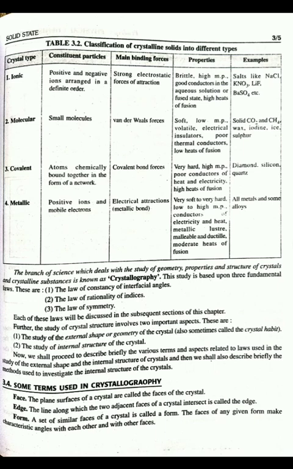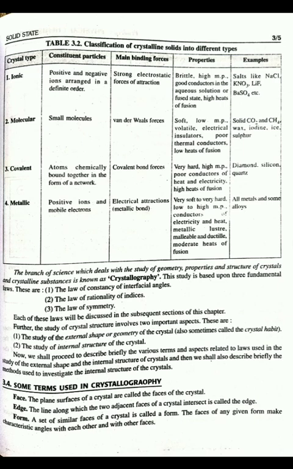Second, molecular crystal. Constituent particles: small molecules. Main binding forces: van der Waals forces. Properties: soft, low melting point, volatile, electrical insulators, poor thermal conductors, low heats of fusion. Examples: solid CO2 and CH4, wax, iodine, ice, sulfur.